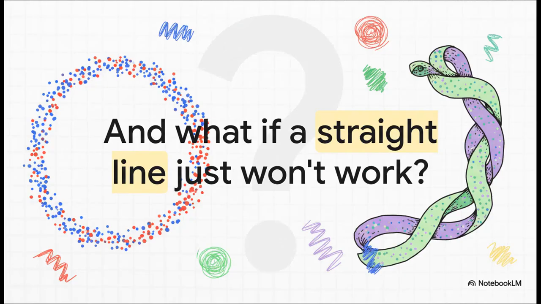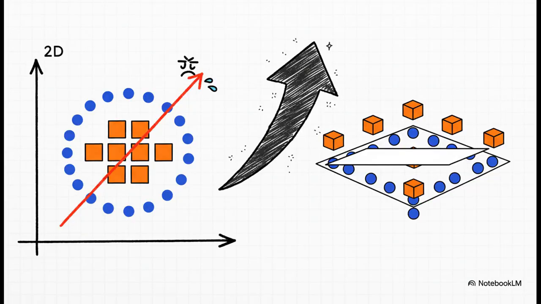Okay, so what about an even tougher problem? What if your data's arranged in, say, a circle or some other weird shape where no straight line on Earth is ever going to separate it? This is where the SVM unleashes its superpower. It's called the kernel trick, and it is an incredible bit of mathematical gymnastics. Basically, the algorithm projects the data into a higher dimension, kind of like taking a flat 2D drawing and suddenly seeing it in 3D.